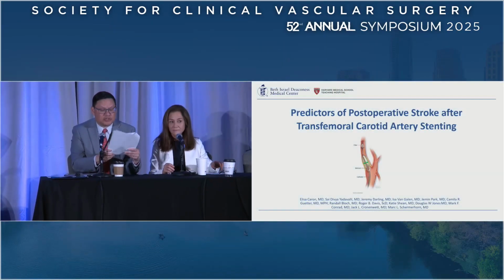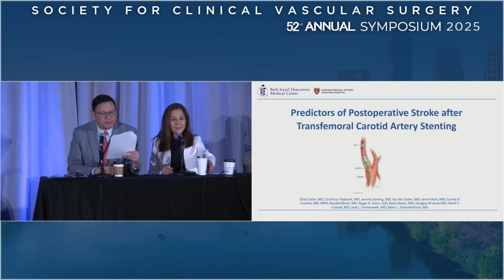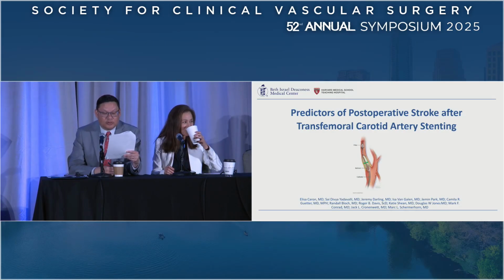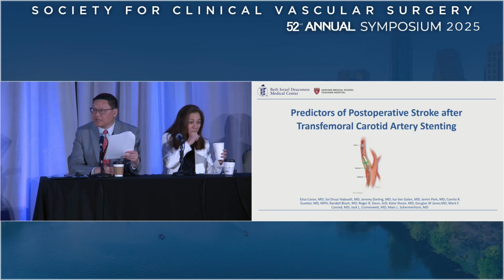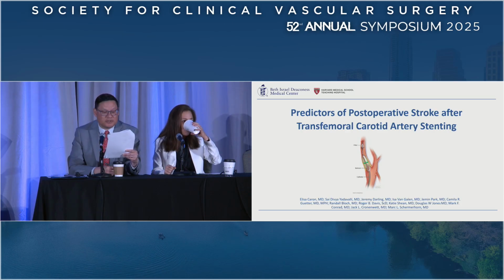Okay, our next paper, we're actually just sitting in Dr. Schermerhorn's lab meeting this morning, is predictors of postoperative stroke after transfemoral carotid artery stenting, presented, I believe, by Dr. Karen.